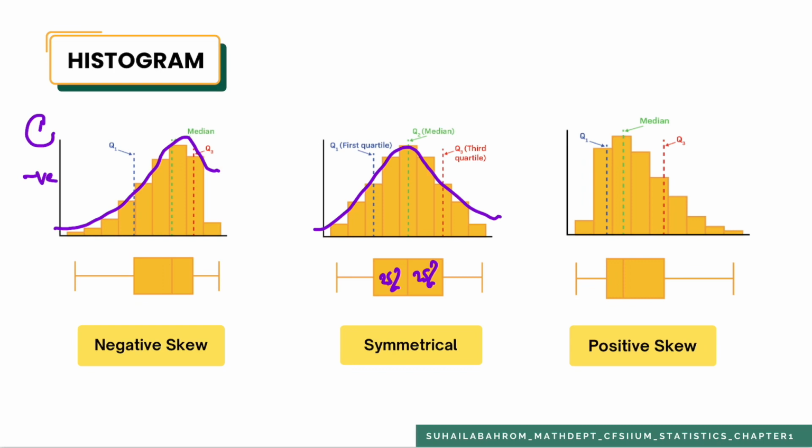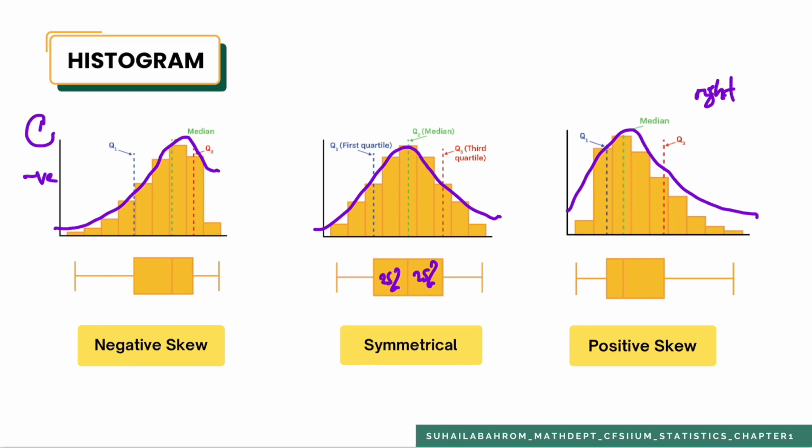So it shows that the data is negatively skewed, or it is skewed to the left. And then when we try to sketch the bell shape on this histogram, we can see that the data is positively skewed or right skewed.